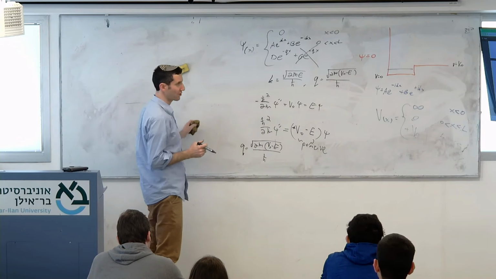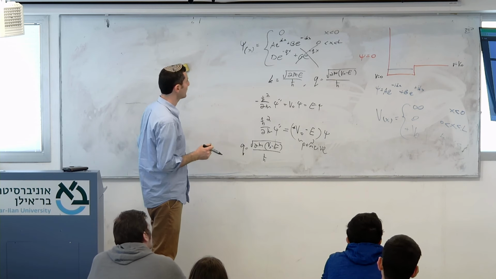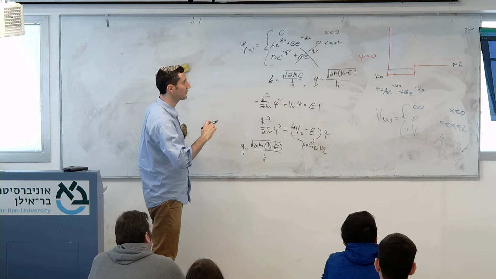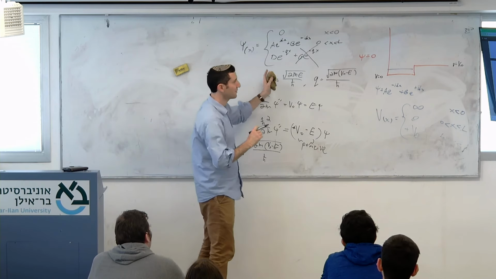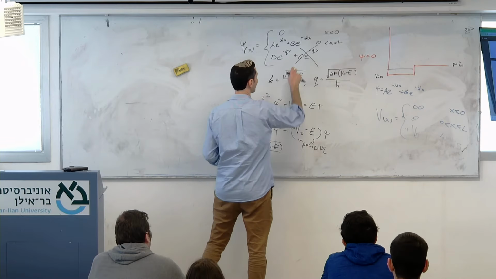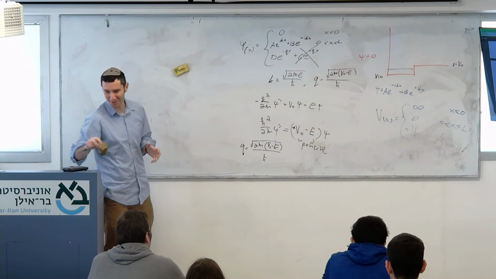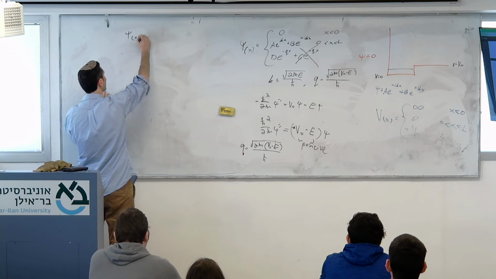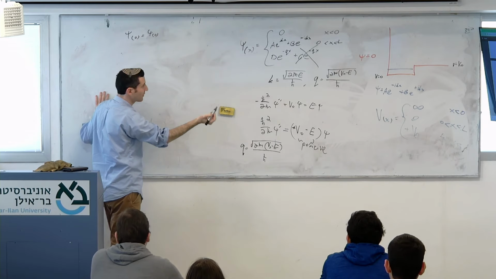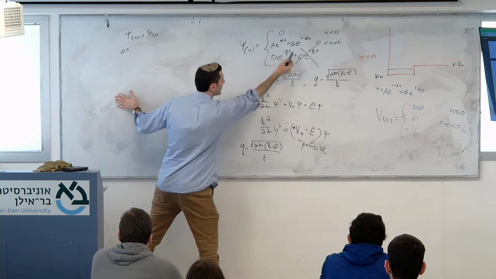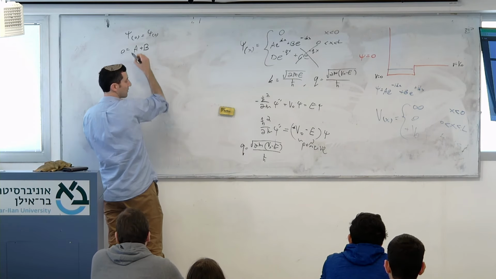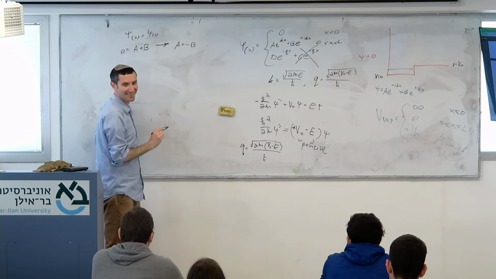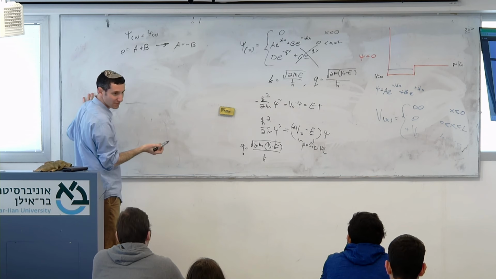So this is my psi. Now I want to make sure that the boundary conditions are kept. A, B. Okay, they wrote here C, but it doesn't matter. How do I do that? Just like before. Psi of 0 must be 0. Therefore, 0 must equal A plus B. And I know how to solve this. That means that A is equal to minus B.